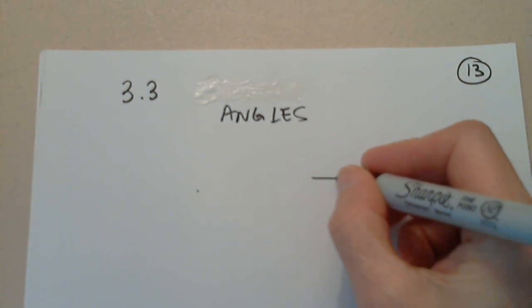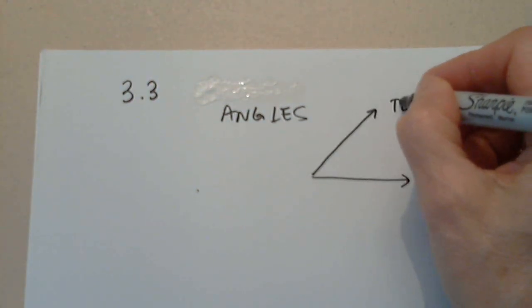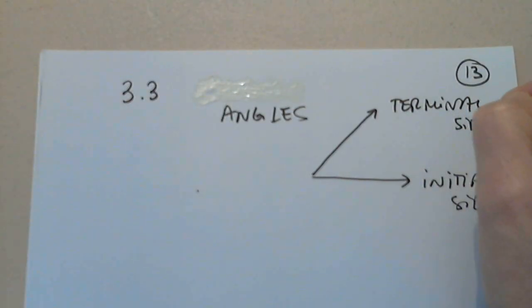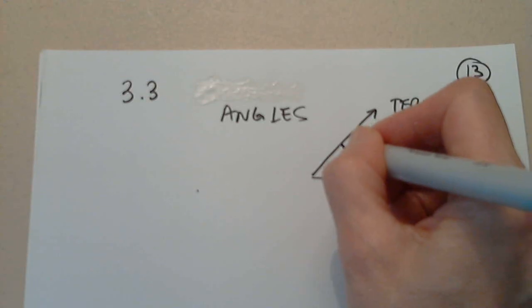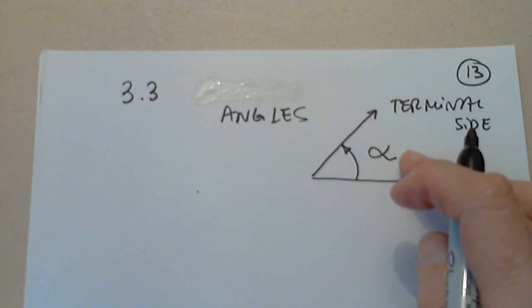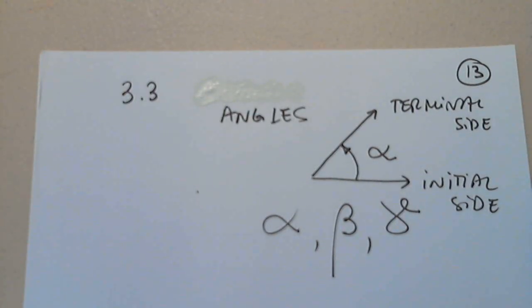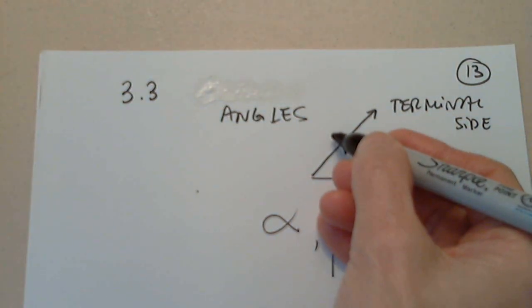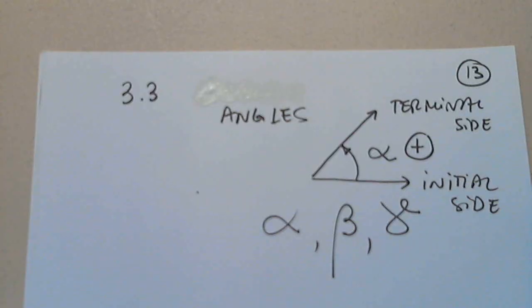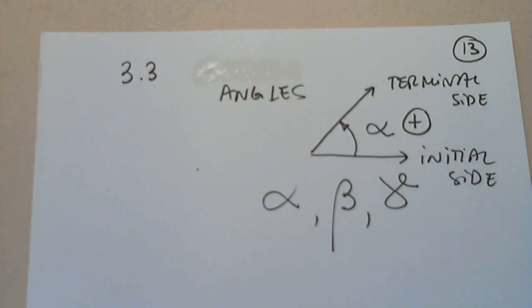An angle is a measure between two sides. This is the initial side, and this is the terminal side. And we do go counterclockwise because the Greeks invented trigonometry, and that's what they wanted. So we use a lot of Greek letters: alpha, beta, gamma, and so on. So this is the initial side, this is the terminal side, and this is considered the positive angle. The measure here can be either in degrees or in radians.